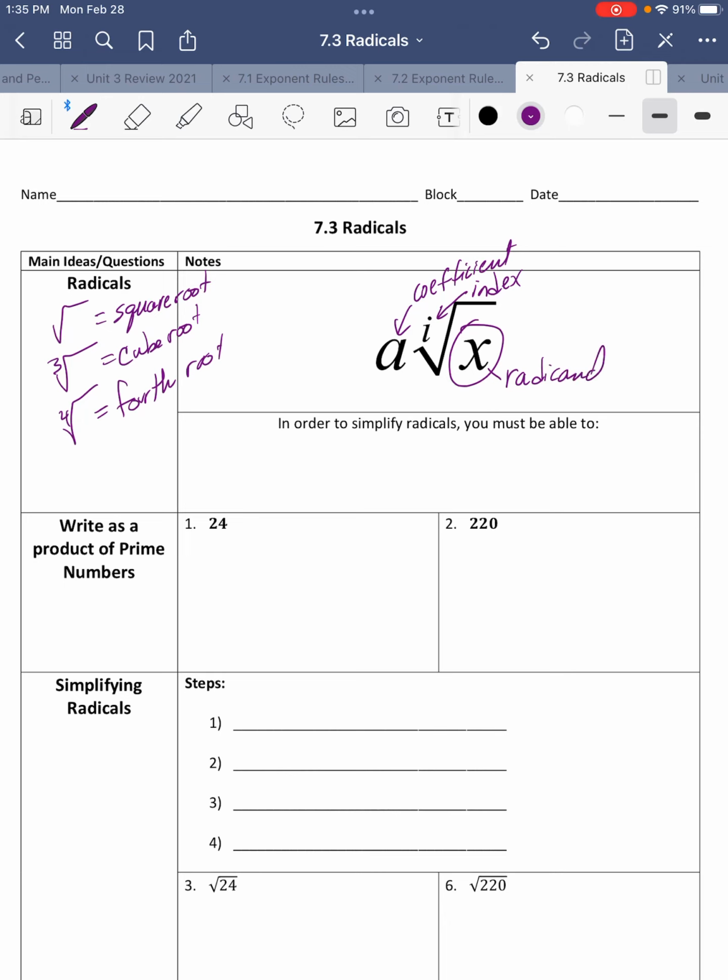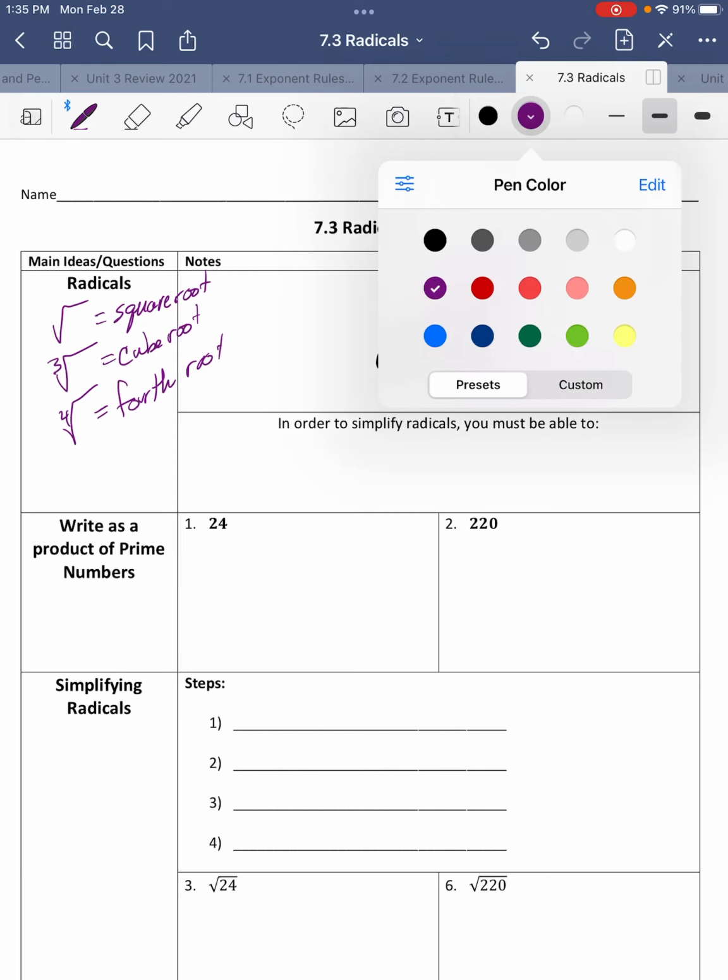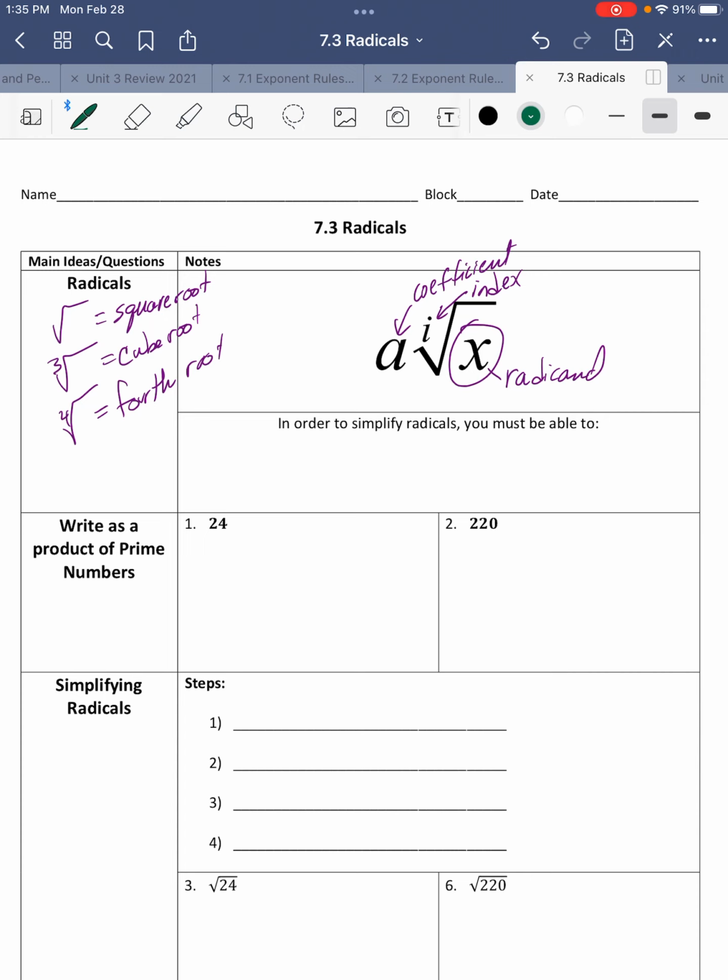radicand. You might not hear that too often, but in case you do, what's underneath the square root is called the radicand. And now, in order to simplify radicals, you must be able to break down the radicand into prime numbers. That's the first thing we need to do. Every number needs to be broken down into prime numbers.